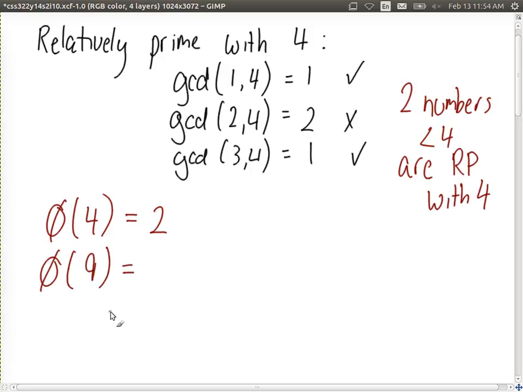What's the totient of 9? Find the totient of 9. That is, for numbers 1 up until 8, check whether they're relatively prime with 9. If they are, count how many are. Let's do it the long way. So the numbers 1 up until 9, I'll list them.